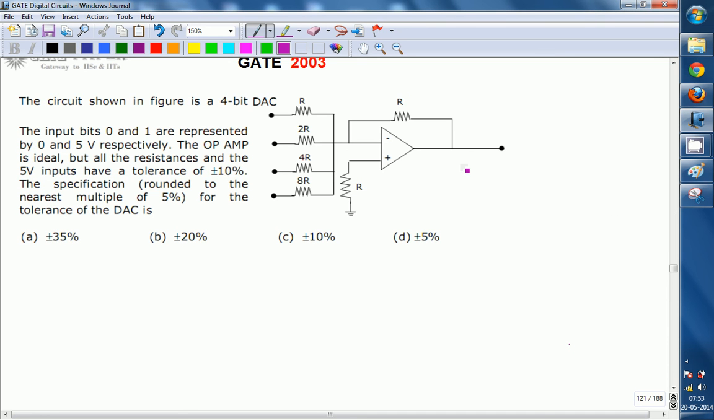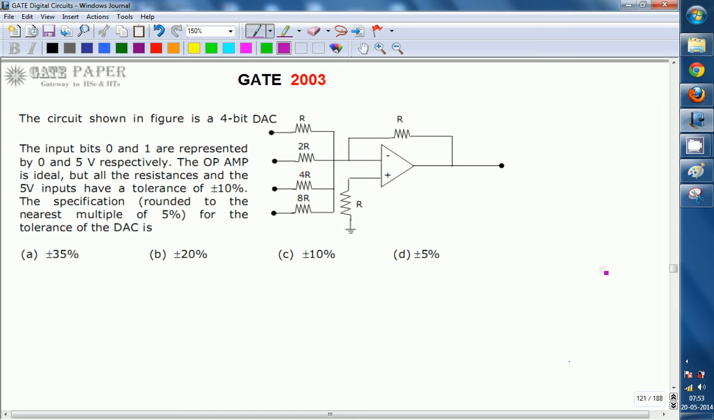Hello, we are discussing the GATE 2003 ECE paper, and the topic is related to digital circuits. Look at the circuit shown.